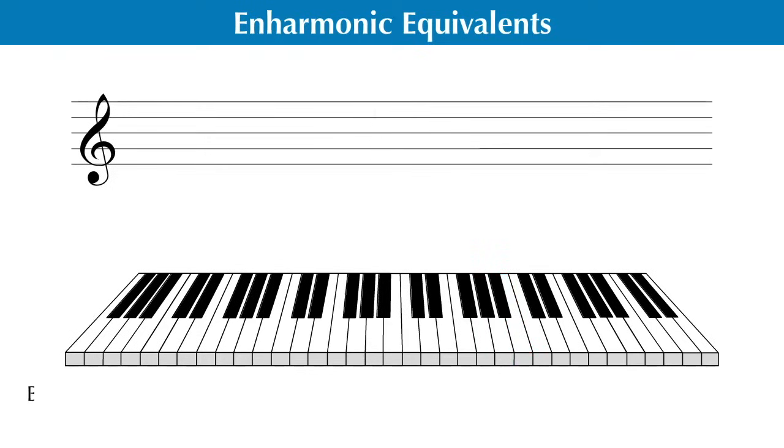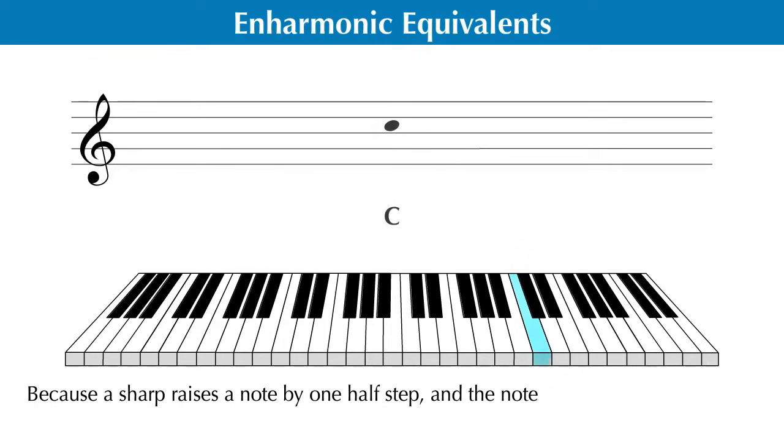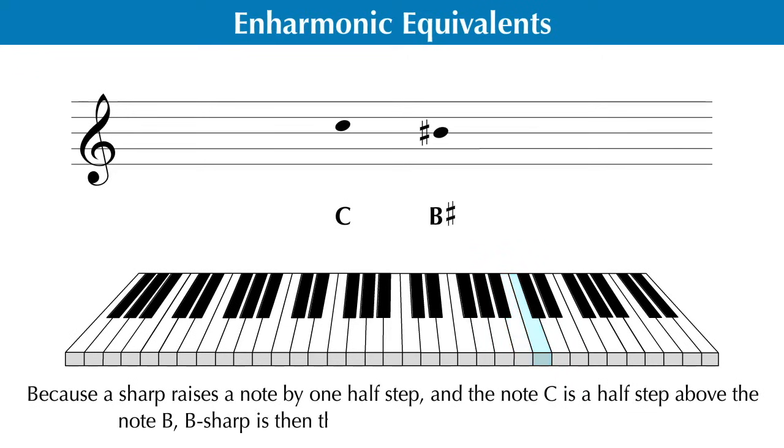On the contrary, because a sharp raises a note by one half step, and the note C is a half step above the note B, B sharp is then the enharmonic equivalent of the note C.